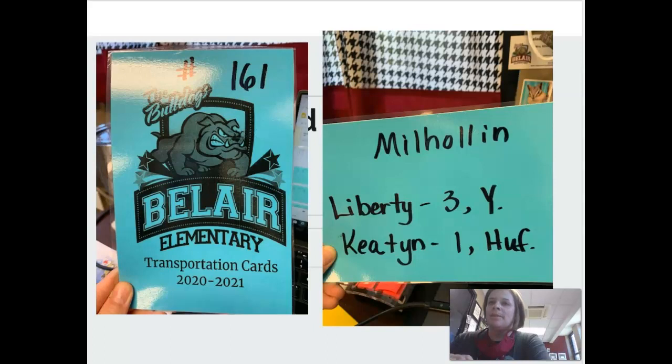So first, all families have been combined to a car rider card. This is my family's car rider card. We're number 161. The card has the number on the front, and that's what will stay in parents' vehicles. That's what they'll show at the window to Coach or Blaine or Aaron. And that is the number we will use to reference the students in your class. So 161 would mean both Liberty and Keaton.